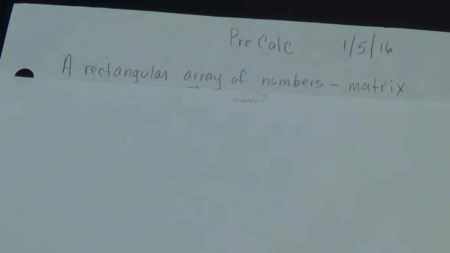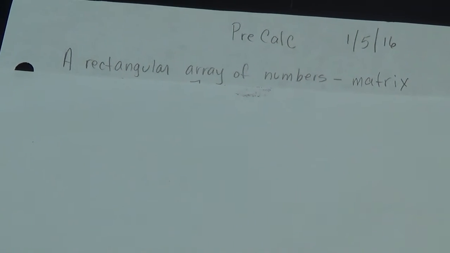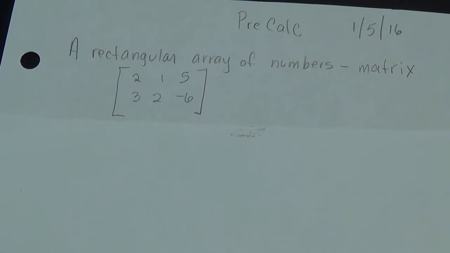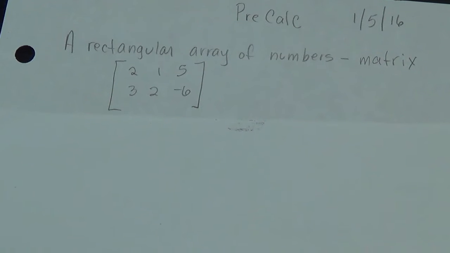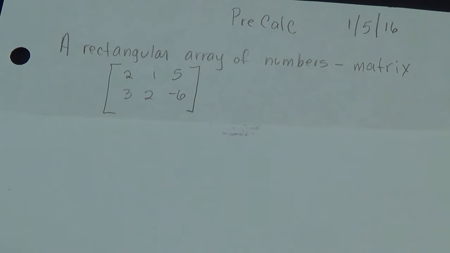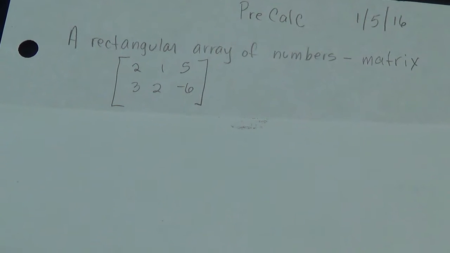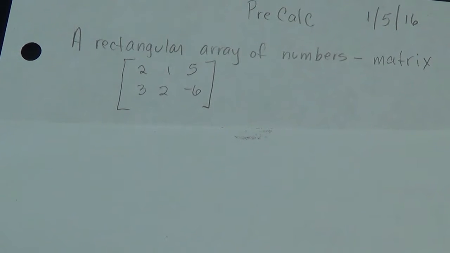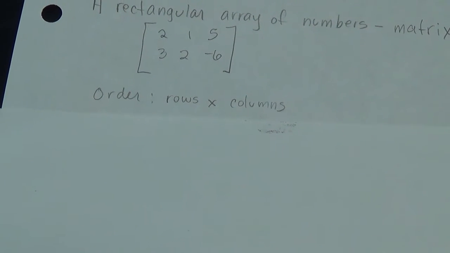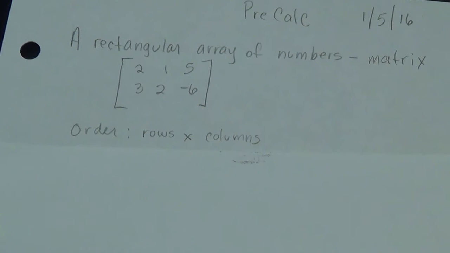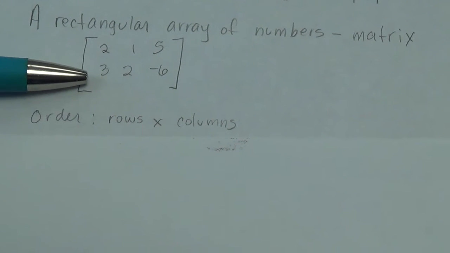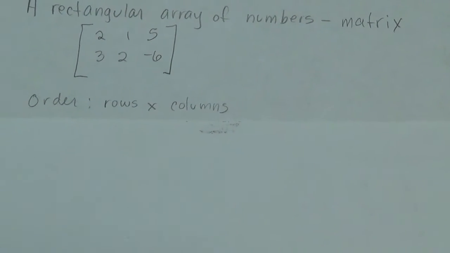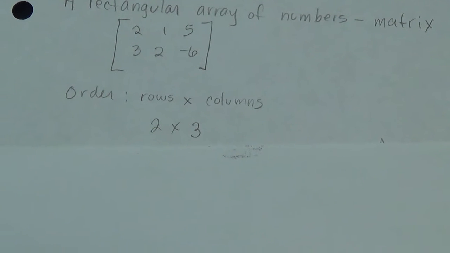A matrix is defined as a rectangular array of numbers. Here's an example of a matrix. Notice it's in those brackets, a bracketed box, which is typical of a matrix. The order of the matrix is its size. So this one is a 2 by 3. We always do the number of rows, 1 row, 2 rows, and the number of columns: 1 column, 2 columns, 3 columns. The order of this matrix is a 2 by 3.